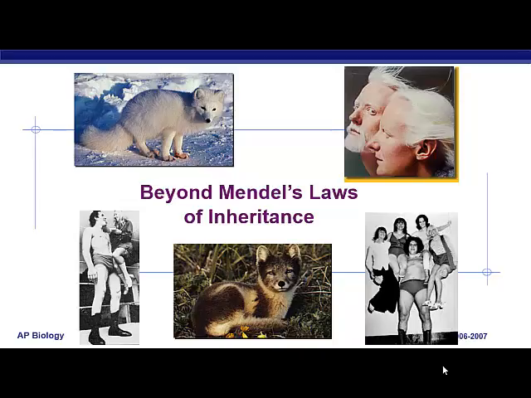So today we're going to talk about inheritance patterns that do not follow Mendel's laws. Basically, I'm going to give you a situation on a test about blood type, skin color, sex-linked traits, something like that. I'm going to expect you to be able to set up a Punnett square and figure out the probability of the offspring. But the Punnett squares for complex traits are a little bit tricky.